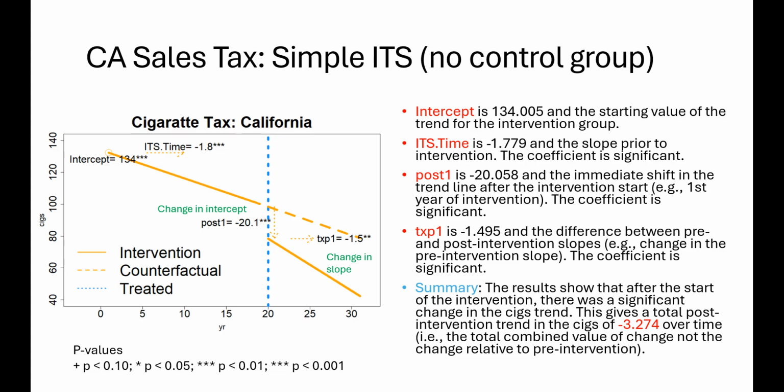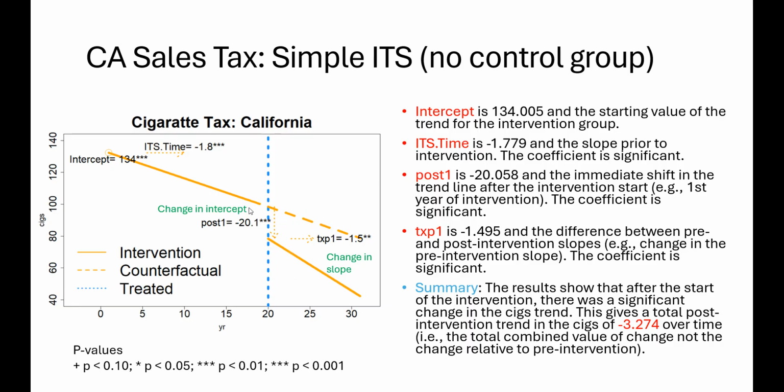In the graph, the orange line is California's trend. We have a counterfactual, which you see as a dashed line on the right side of that blue vertical line, and that blue vertical line represents the start of the treatment period, which is the 20th year, so that's 1989. And that dashed line represents the counterfactual.